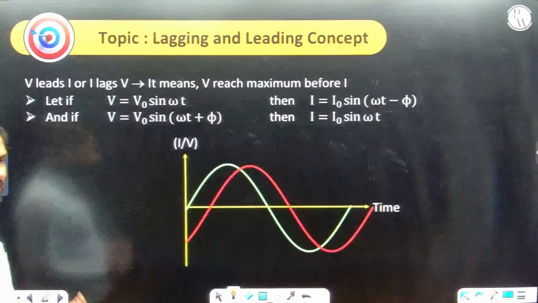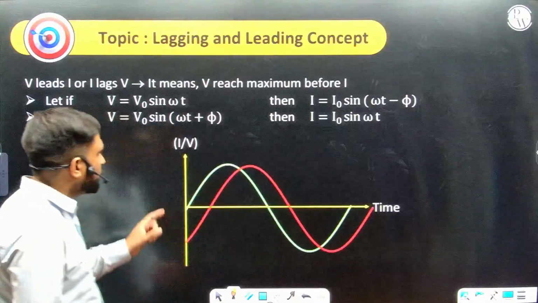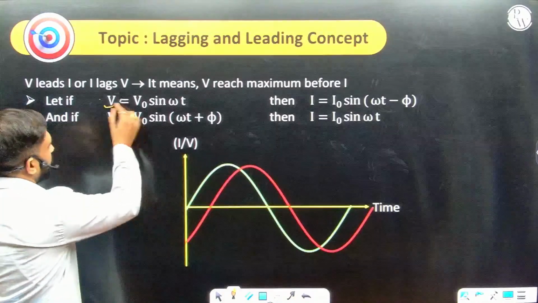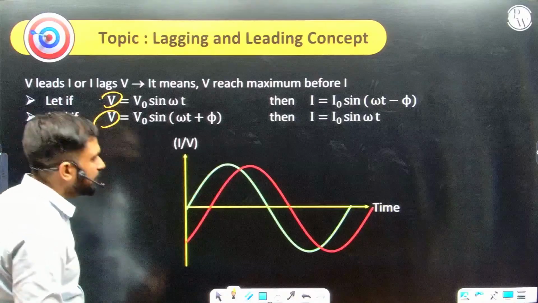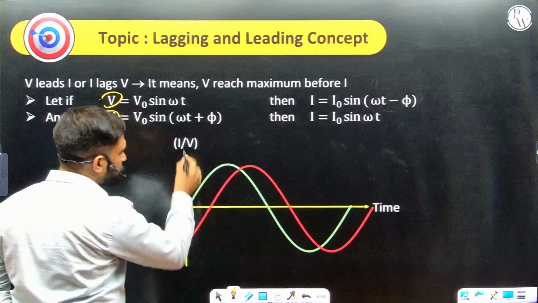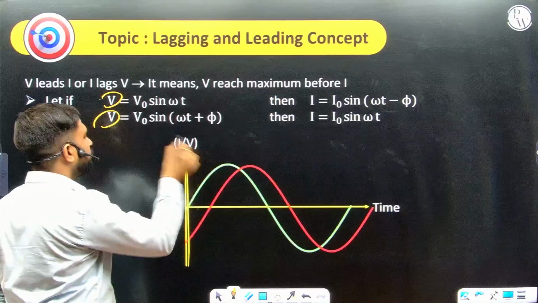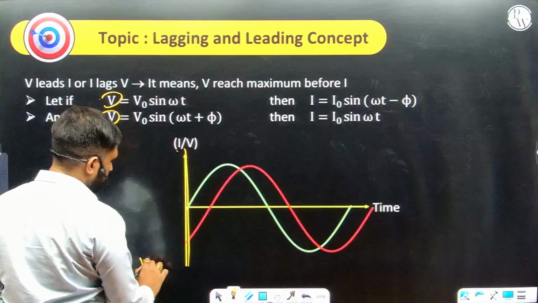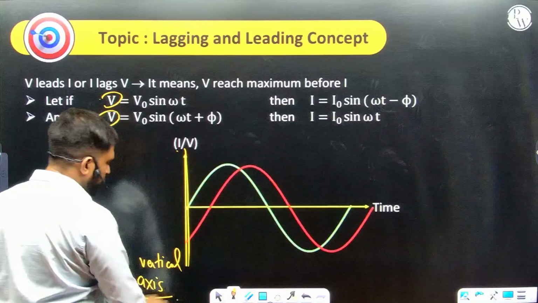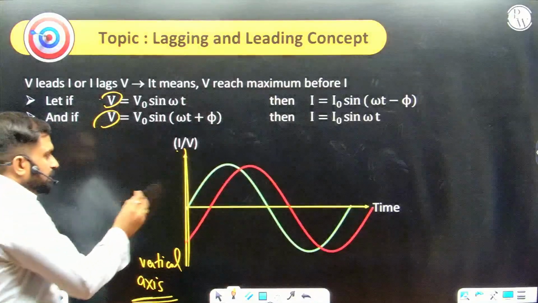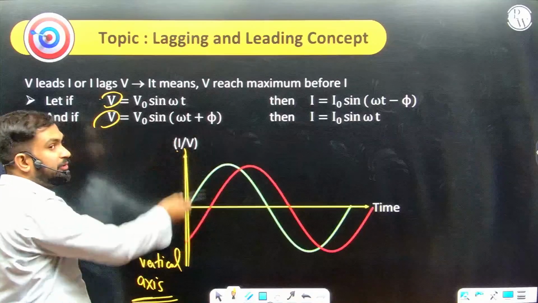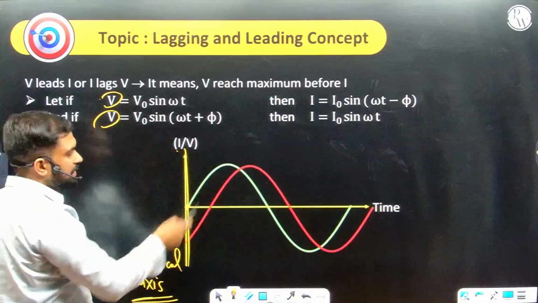Lagging and leading concept. Suppose two waves are given, one of them is this voltage and the other is another voltage. How to decide which one is lagging and which one is leading? You need to see it on the vertical axis, whether it's current or voltage. The vertical axis gives me lagging and leading knowledge. You check which graph at t equals 0 is in the upward direction or relatively higher. I see this one.